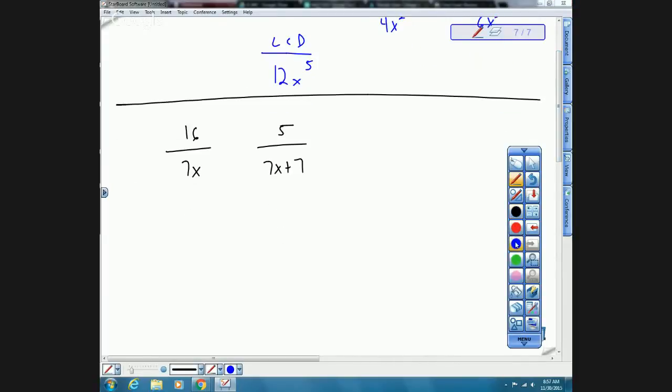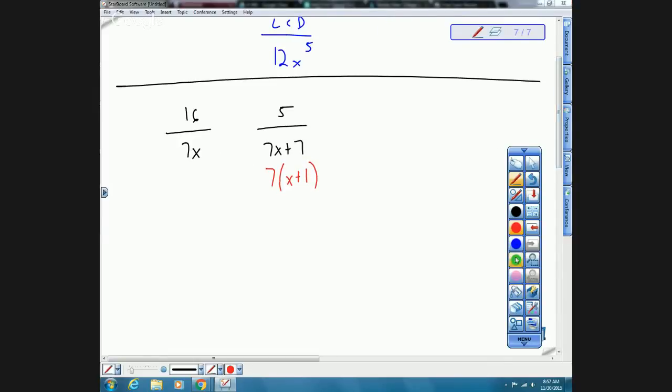All right, so on this one, again, when you're doing LCD, you want to see if you can simplify first. So I can't break down 7x, but can I break down this one right here? I can factor out a 7 and get 7 times x plus 1. So now I have 7x and 7(x plus 1). So my LCD is, I'm going to write what they share once.